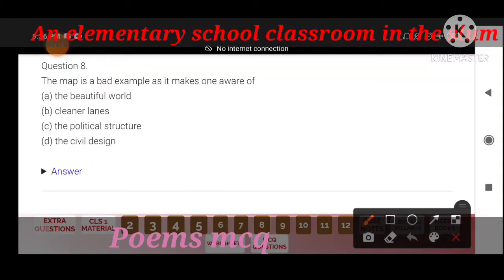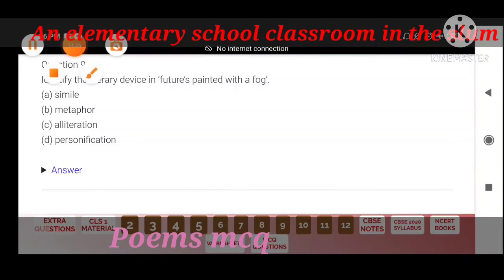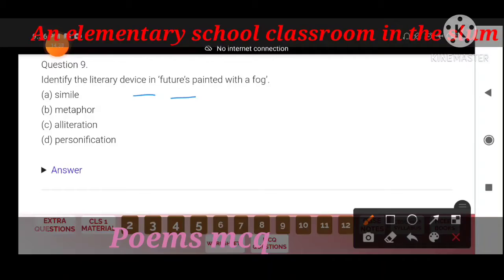The map is a bad example as it makes one aware of the beautiful world, cleaner lanes, the political structure and the civil design. The answer is the beautiful world. Identify the literary device in "futures painted with a fog". Here we have options simile, metaphor, alliteration, personification, and the answer is again metaphor.